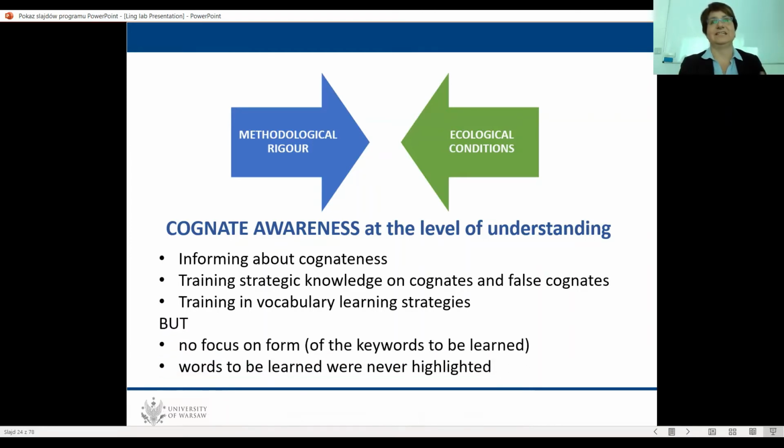But we didn't focus them on the form of the words to be taught. So there was no, like, look, this word is a cognate and you have to learn it. We didn't do that. We just assumed that we will raise this awareness on a different set of words. So those words to be learned were never highlighted in that specific way. They were never shown to be cognate or false cognate.